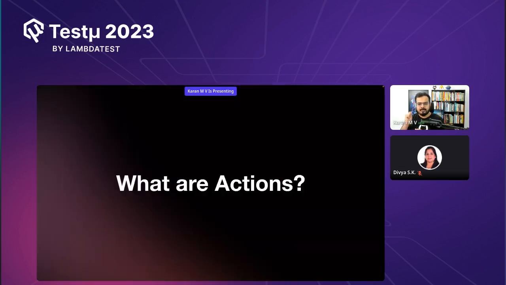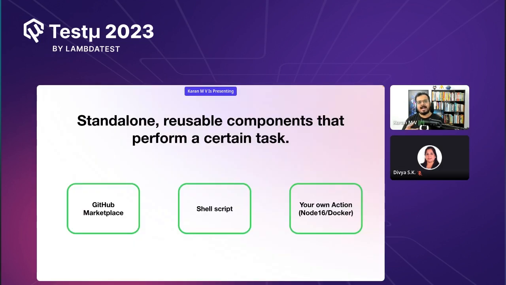All right. So what are these actions? Think of these as standalone reusable components that can perform a certain task. Now, there are three ways this can happen. One is you get the action from the GitHub Marketplace on github.com/marketplace, which has open source actions that people have created and published. Or you can write a shell script, or you can write your own action using Node 16 or Docker.